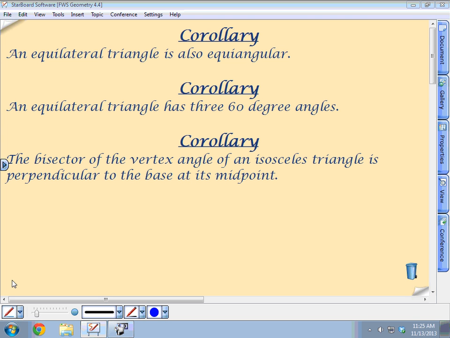So these are pretty common sense. Once we have that theorem, an equilateral triangle is also equiangular. So if you have an equilateral triangle, that means all the angles are equal. And we know that there's 180 degrees in a triangle, so if all the angles are equal, each angle has to be 60 degrees, because 60 times 3 is 180. And then finally, the bisector of a vertex angle of an isosceles triangle is perpendicular to the base at its midpoint.